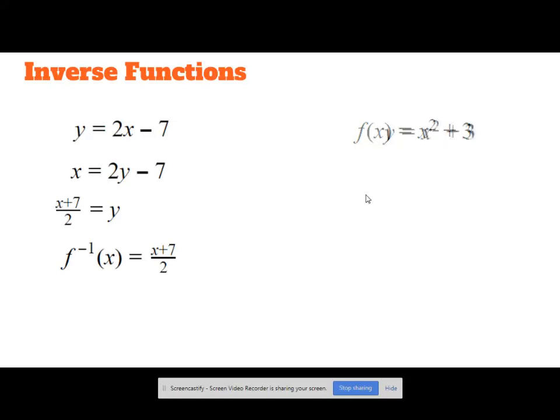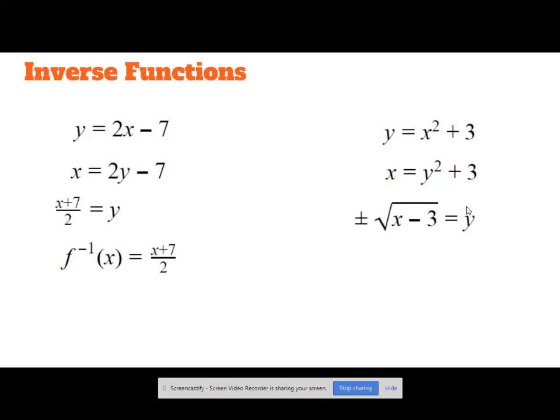So again, I'm going to rewrite it as y. You don't have to put the y there, but it tends to be easier for me anyways. And then I'm going to flip-flop the domain and the range. There we go. X became y, y became x. And I'm going to solve for y. So I'm going to subtract 3, and then I'm going to take the square root.